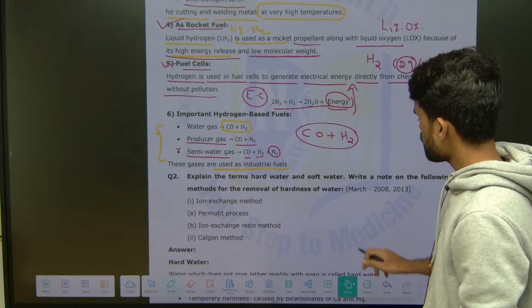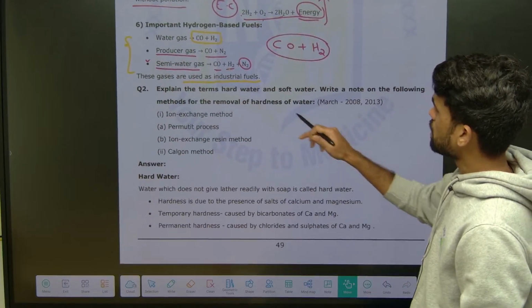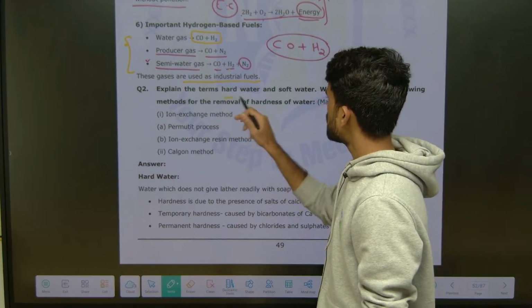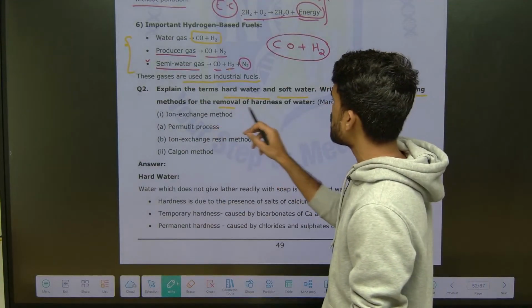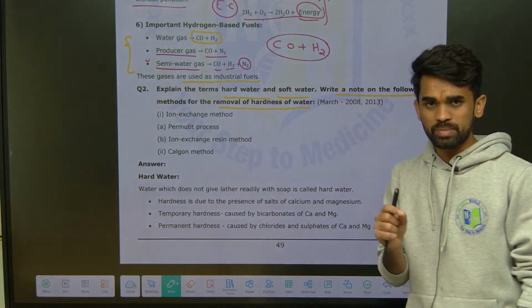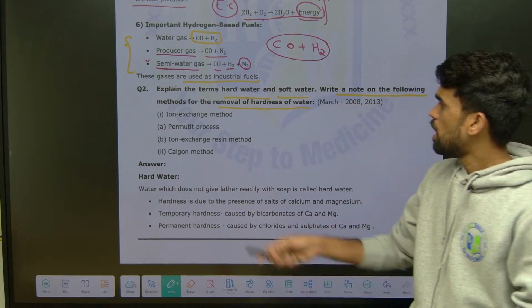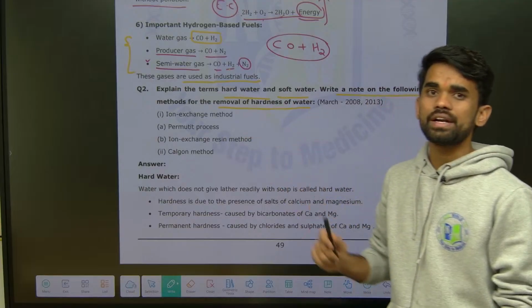And you can see the next one: explain the terms hard water, soft water. Write a note on the following methods for removal of hardness of water. So what is meant by hard water, soft water, and what are the methods to remove that hardness of water?